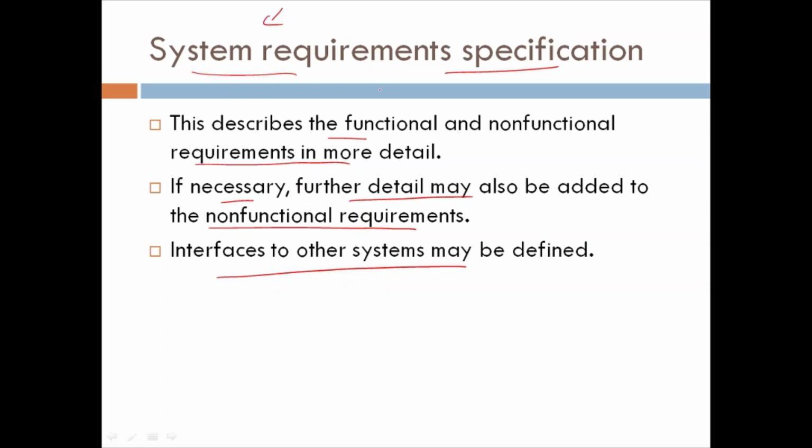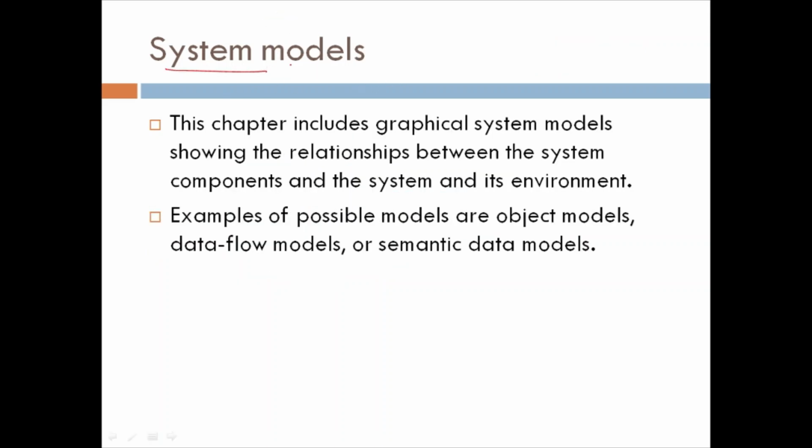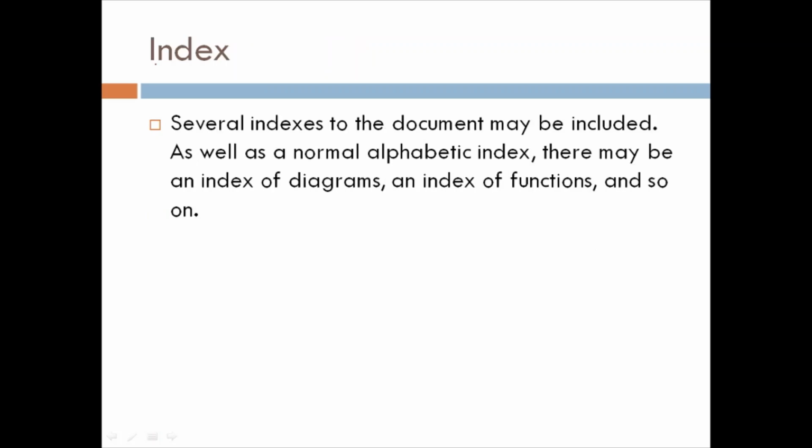System requirements specification. Next chapter is index. In this chapter, several indexes to the document may be included, as well as a normal alphabetic index. There may be an index of diagrams, an index of functions, and so on. So this is one of the important chapters.